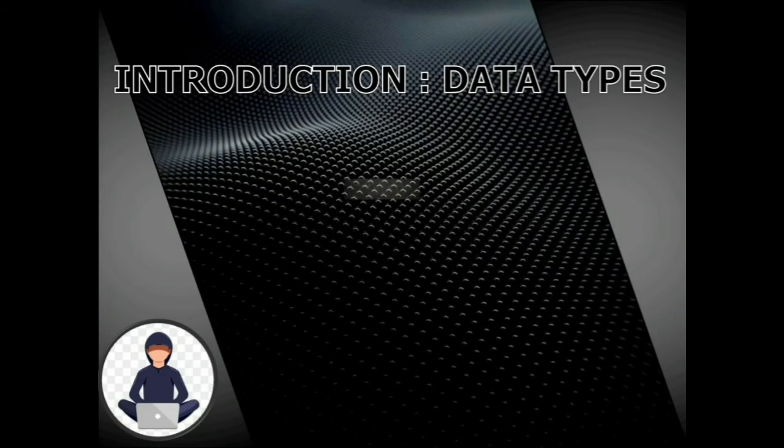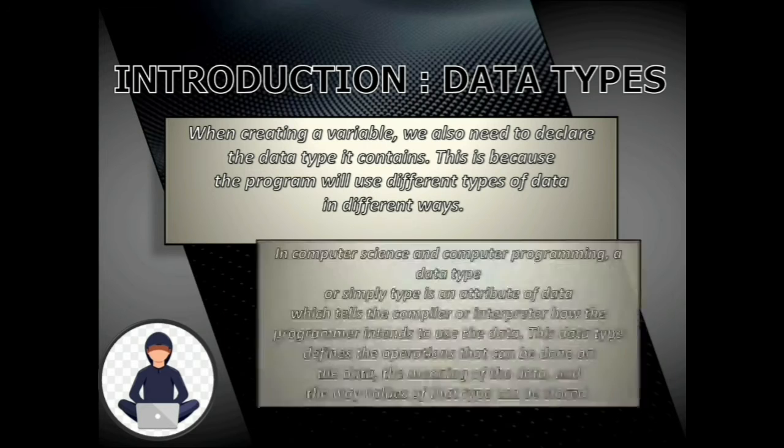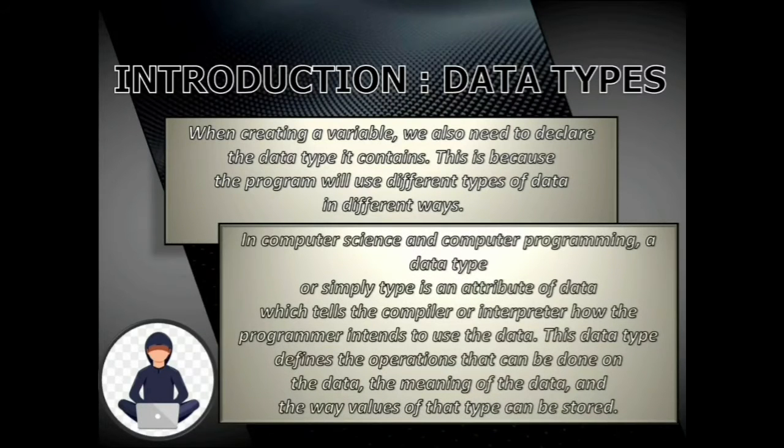Introduction: data types. When creating a variable, we also need to declare the data type it contains. This is because the program will use different types of data in different ways. In computer science and computer programming, a data type or simple type is an attribute of data which tells the compiler or interpreter how the programmer intends to use the data. This data type defines the operation that can be done on the data, the meaning of the data, and the way values of that type can be stored.